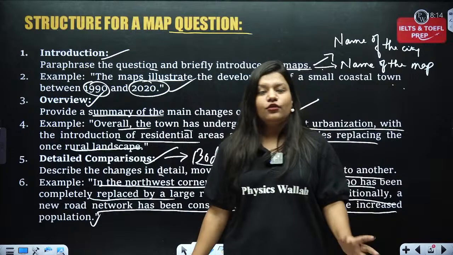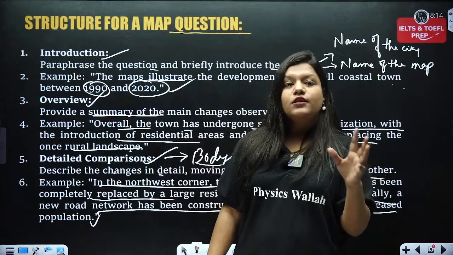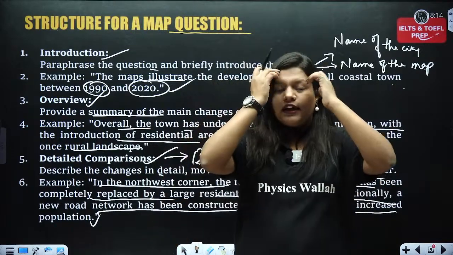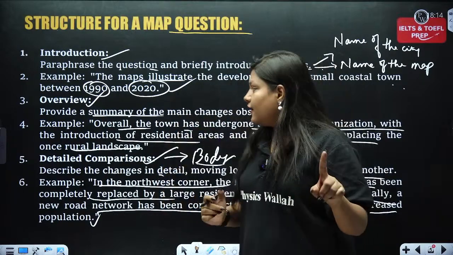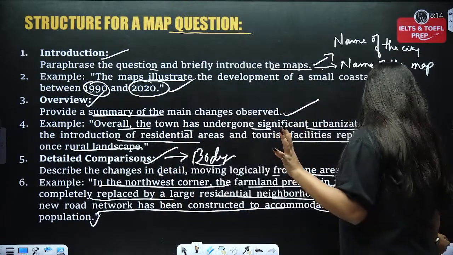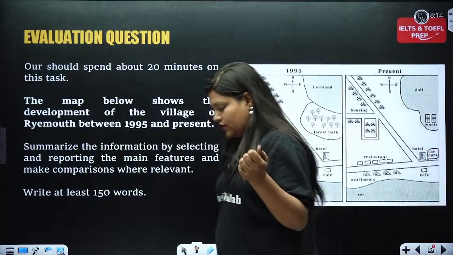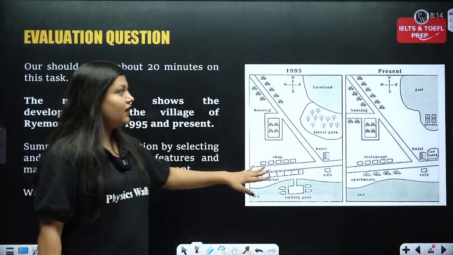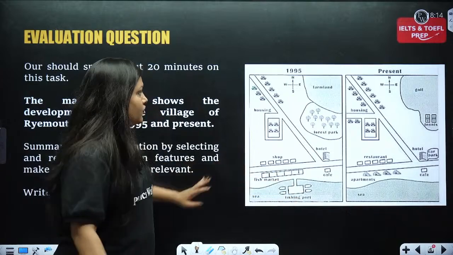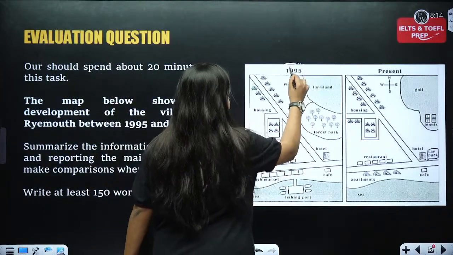I know you might not be able to understand as of now because the map is not mentioned. But don't worry, I'll be telling you each and everything with a proper example. One thing I forgot to tell you over here. Now, just have a quick look at the question. You can see here the map is here. So basically 1995 you can see over here.